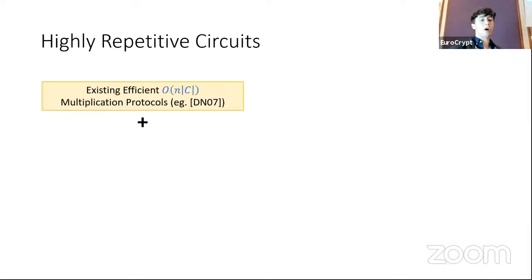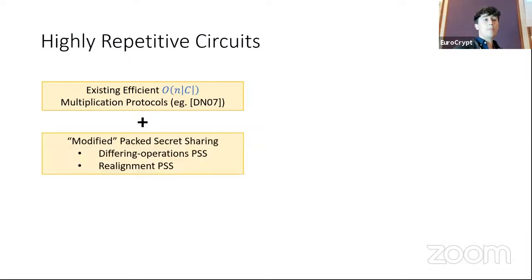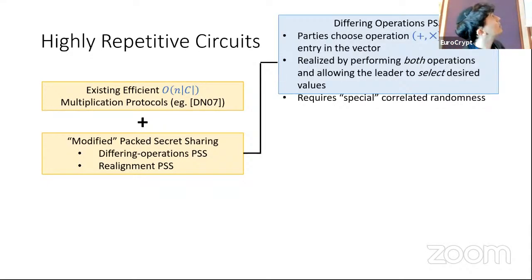In particular, we start with the same NC multiplication protocol, but then we make conceptual changes to packed secret sharing that allow us to accommodate greater variations in structure throughout the circuit. And in particular, there's two notions. So the first is differing operation packed secret sharing.